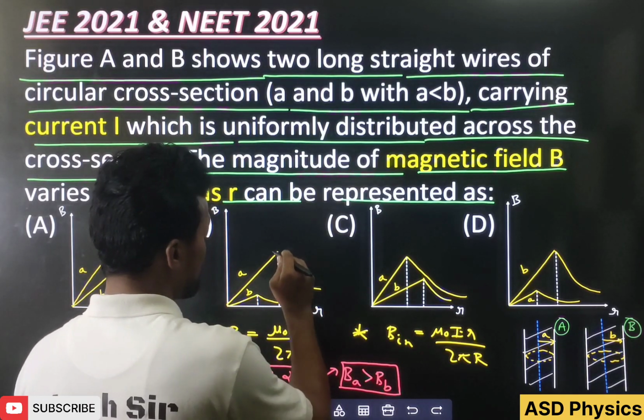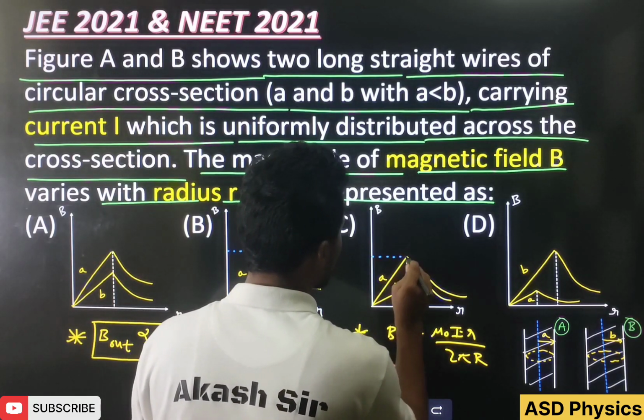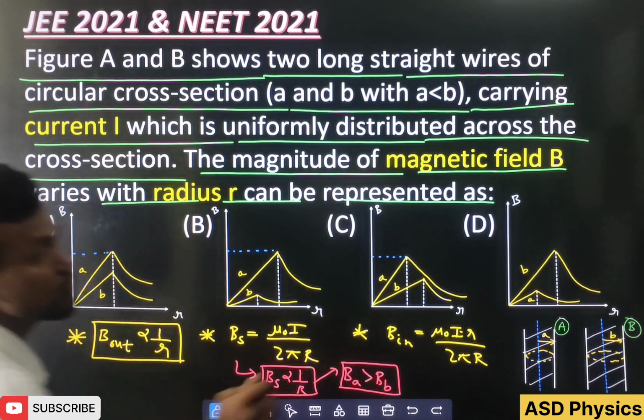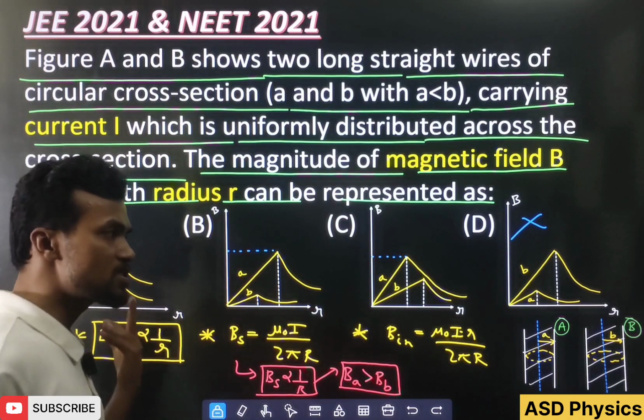In this situation also you can see the magnetic field due to wire A, and here also the magnetic field due to wire A. Now both situations are existing, and here also it is existing. Anyhow, this graph is not possible. So now three possibilities are there. This one we have got here. Maybe these three graphs are possible.